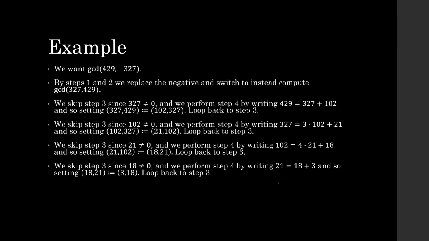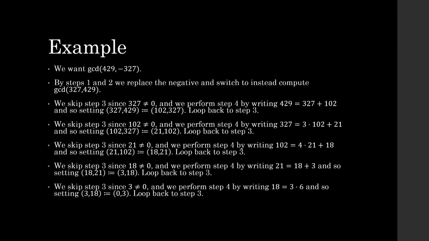18 is not equal to 0. We keep going. 3 is not equal to 0. We keep going. And now we get (3, 18), (0, 3), because 18 is equal to 3 times 6. And so we've got, obviously, that 0 is equal to 0, so now we return 3 as an output. So the algorithm is done, and we have that the greatest common divisor of 429 and minus 327 is 3. And you might want to check for yourself that 3 actually does divide those two numbers.